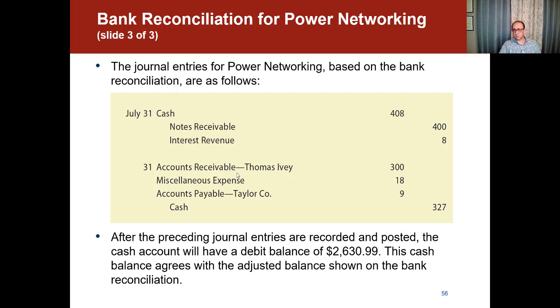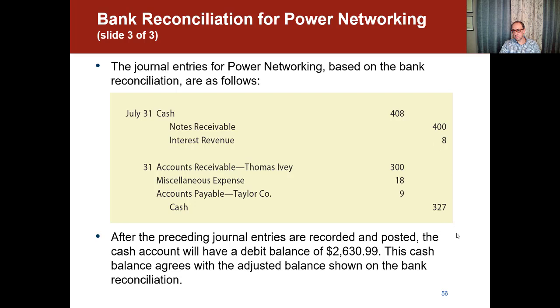Then we have the accounts receivable. Remember, this was supposed to be a check that we collected from Thomas Ivey. Thomas' check didn't go through, so we have to bring the accounts receivable back again. We increase the accounts receivable on the debit side. Then we have the miscellaneous expenses, which is for service charges. It's an expense, recorded on the debit side. And then we have to reduce our accounts payable by the $9. For the total of these, we are going to decrease our cash balance by $327.